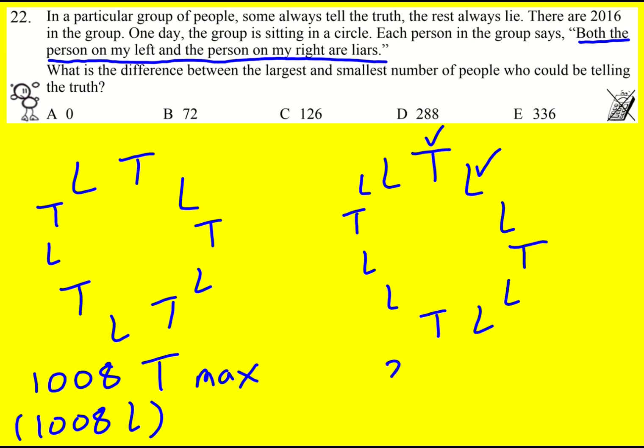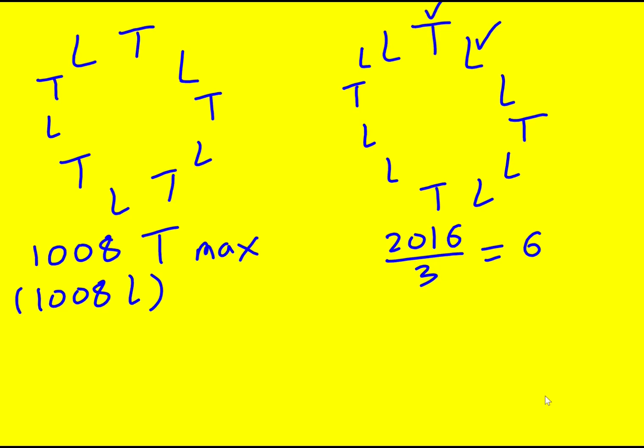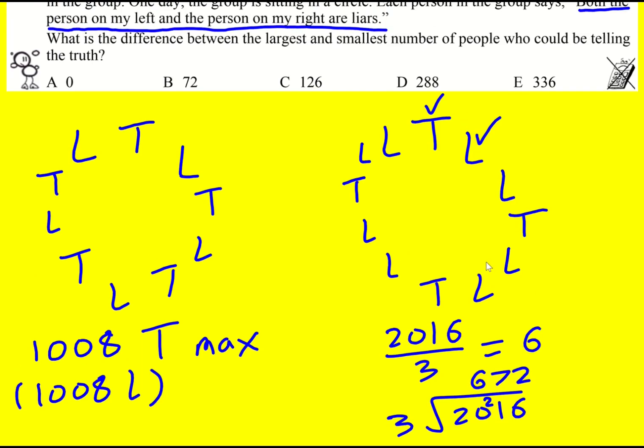And therefore, that's going to be 2016 divided by 3. I don't know why I'm doing it like this. I'm going to do a short division just to be careful. 3 into 20 goes 6, remainder 2, and so on, giving 672. So that's the minimum number.